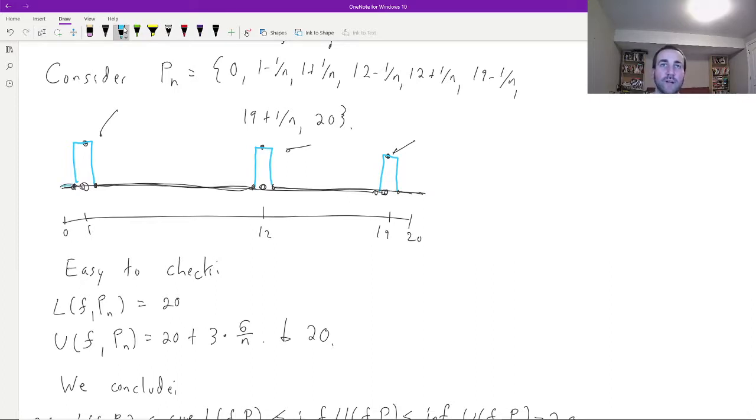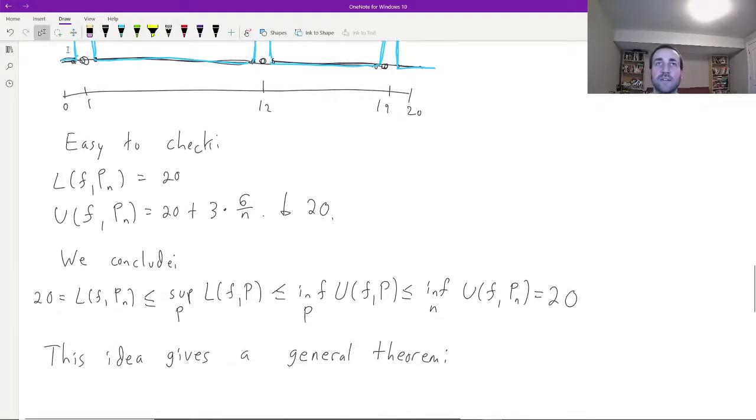It's 1 for a while, and then it jumps up for that little region, 1 for a while, jumps up for that region, and is 1 for a while. So it's 1 essentially everywhere except for these 3 little regions of width each 2 over n. And so the area under the blue curve is 20 plus 3 times 6 over n, which converges down to 20 as n goes to infinity.